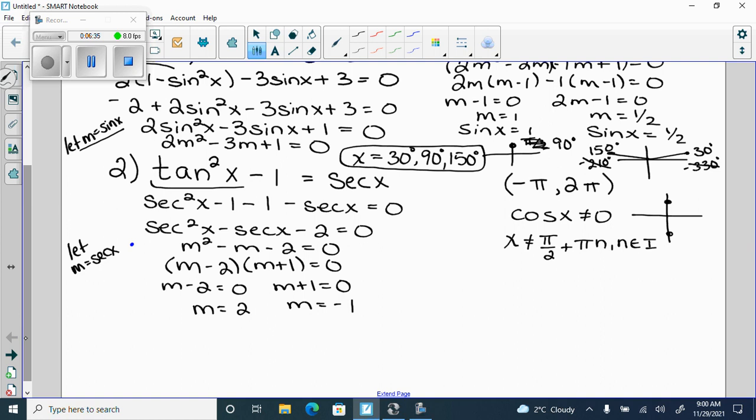We agree? But this isn't sine or cos, this is secant. So secant x equals 2 over 1, and secant x equals negative 1. So then I can immediately go cos x equals 1/2, because secant is r over x. So cos is x over r, just flips. And then cos x negative 1 over 1, which is still just negative 1.